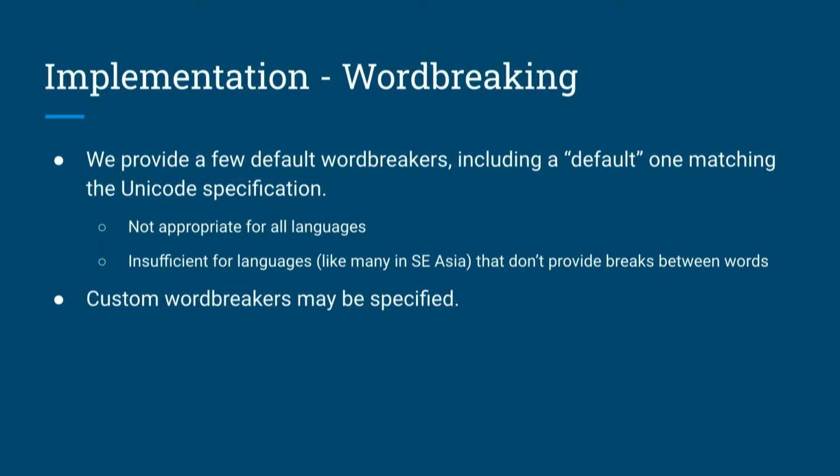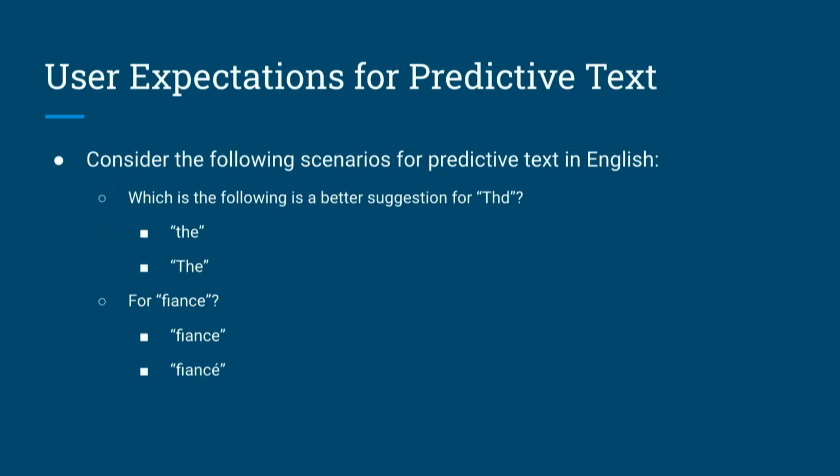Okay. So there are still a few issues left to talk about with predictive text in terms of making sure that it works in a way that feels natural. Suppose our language has casing. Which of these two options is a better suggestion for capital T H D? Which one is more likely to be in our word list? Is it the same one? Probably not. So how do we make sure that our suggestion engine actually can accommodate this?